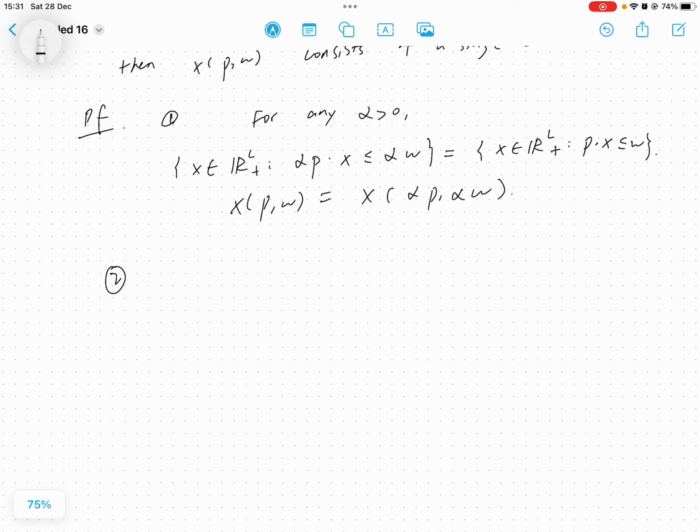Good. So now we're going to use this to derive the Walrasian law. The Walrasian law is essentially saying that the inner product of p with x has to be exactly equal to w. So this inequality has to be binding. How do we do that? Let's suppose that p inner product x is less than w for some x.